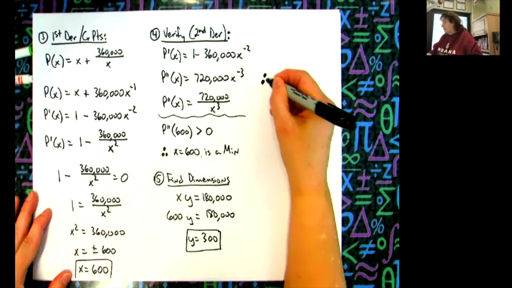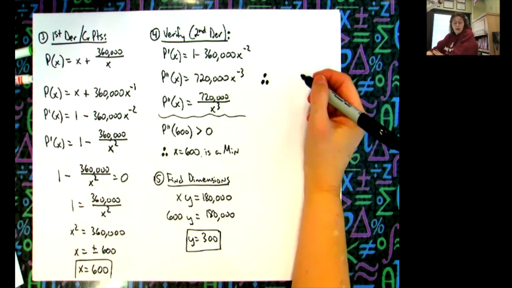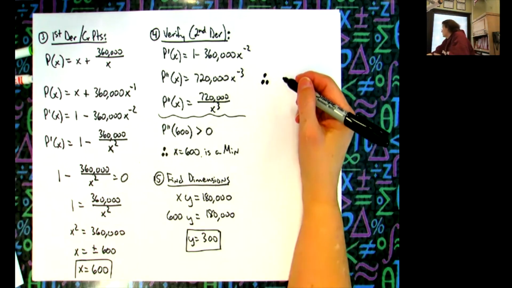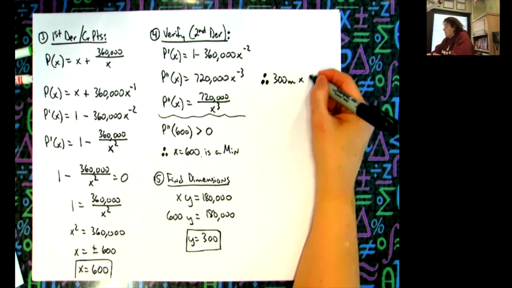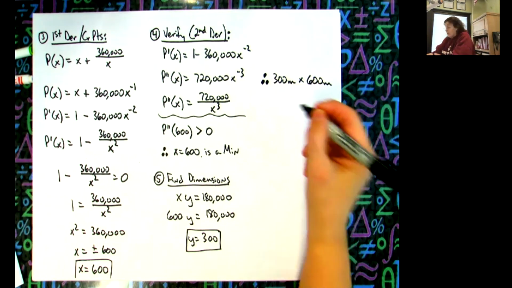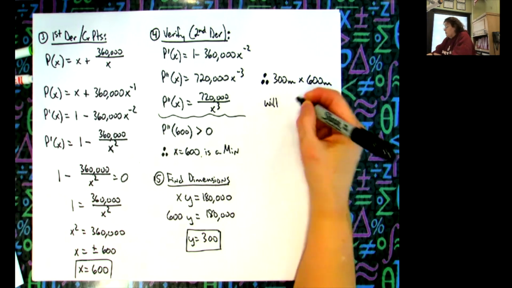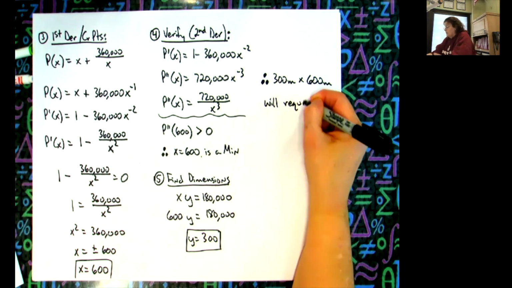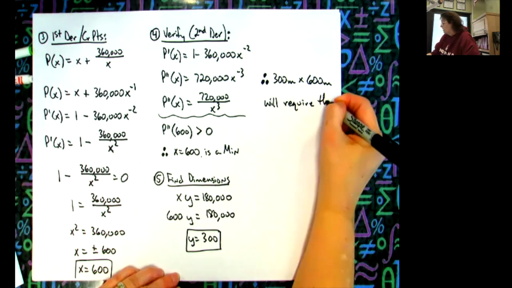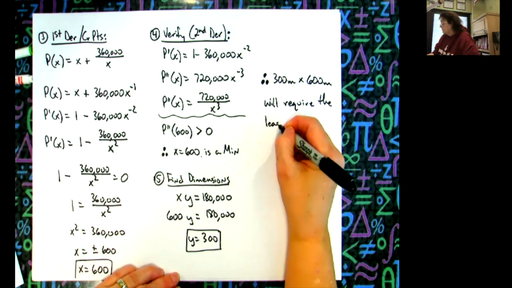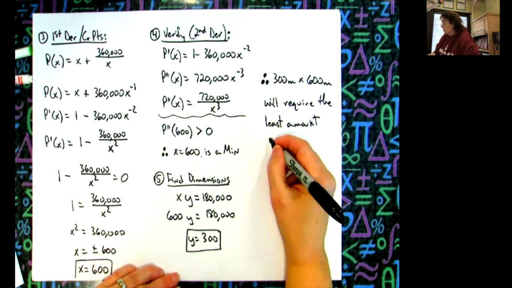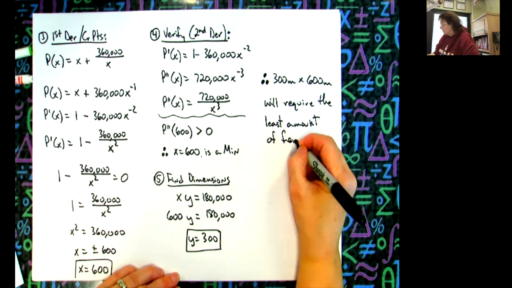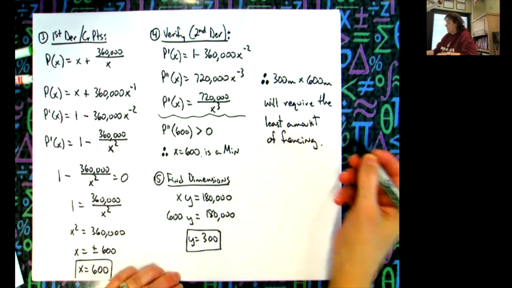Straightforward. And step 6 was your therefore statement. So I'm going to come up here and write down my therefore statement. What do we have? This was in meters. So 300 meters by 600 meters will require the least amount of fencing. And there's my therefore statement.